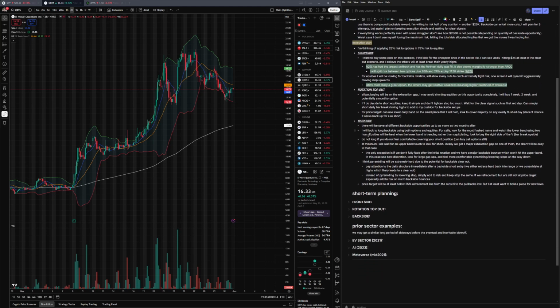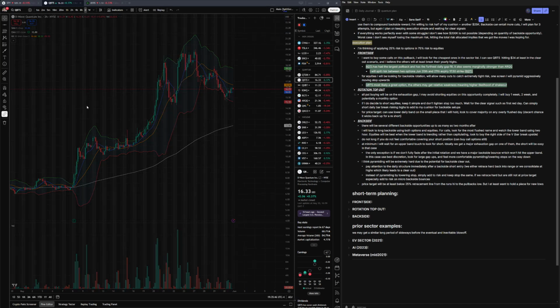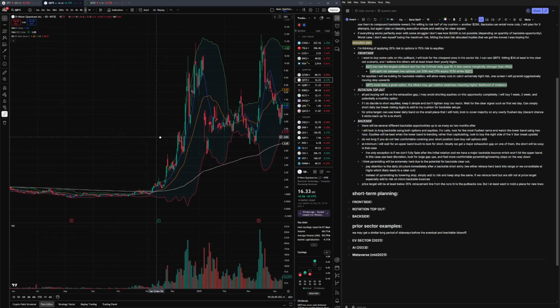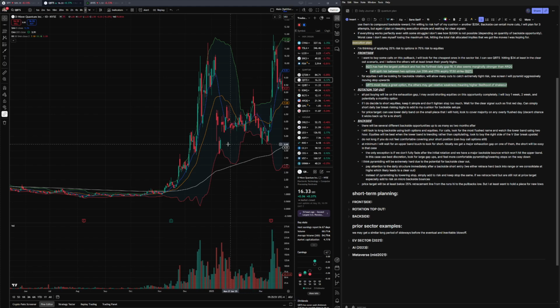Now, execution plan backside, there's going to be several different backside opportunities. Usually there's at least one and then sometimes two or even three backside bounces to short into. Now, I actually want to look to long into the backside, and I'll have chart examples of that. But it's fairly clear to long into the backside. You just want to wait for a major daily breakdown, and a lot of the time I see the lower Bollinger being a good long opportunity.